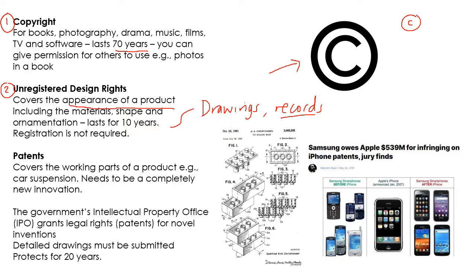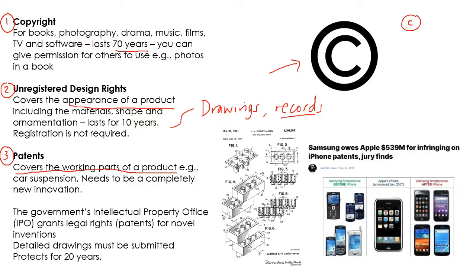The next one is probably one of the most famous ones, which is called a patent. The only thing that this can cover is the working parts of a product. So you can't patent the way something looks. You can't patent something that's been written. It's something unique, and it needs to be a new innovation, like an invention. Like I said, it could be something like a new design for car suspension.